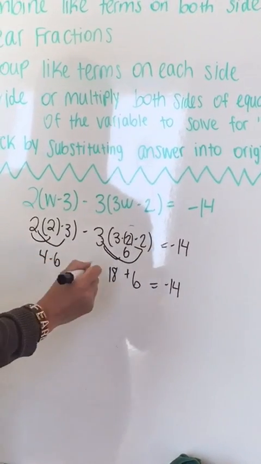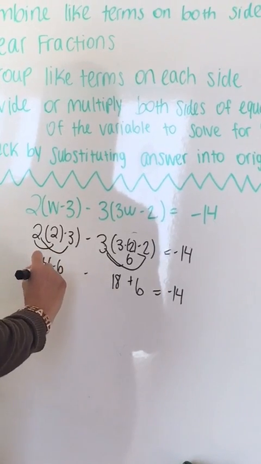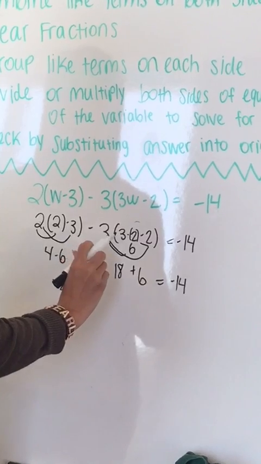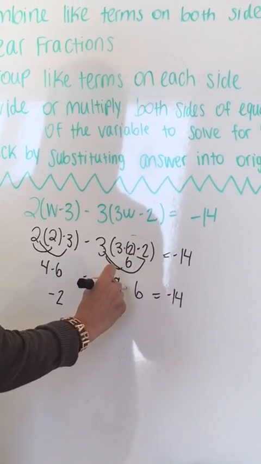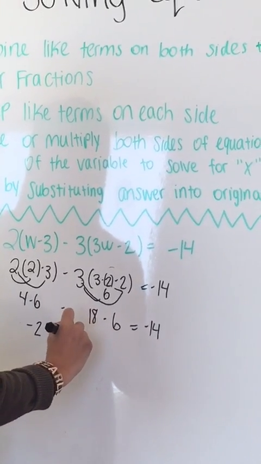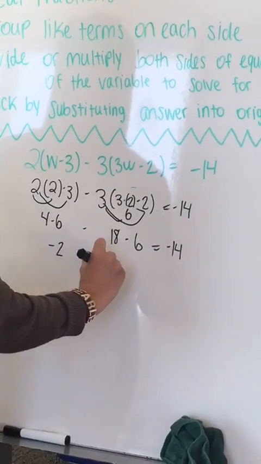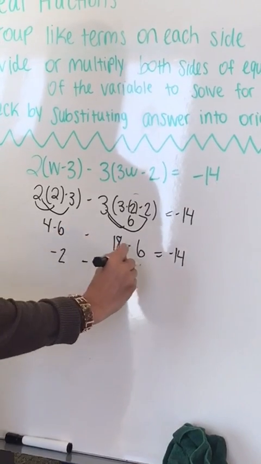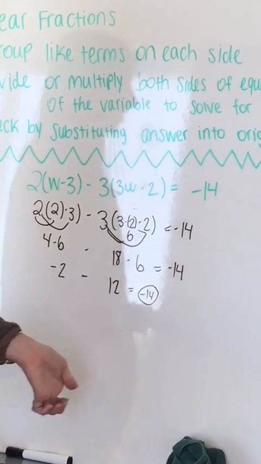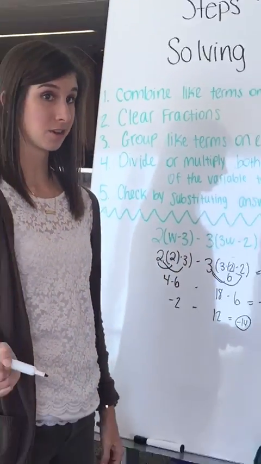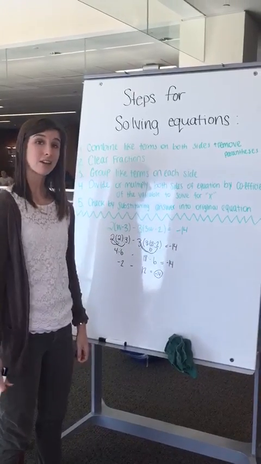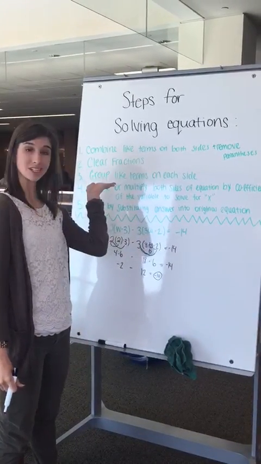Now we can solve. We have 4 minus 6, which is -2. And then we have, oops, that was supposed to be a negative. And we're going to subtract that. 18 minus 6 is going to be 12. And then we know that -2 minus 12 is indeed -14, just like our answer told us. So we know that our answer is correct because we plugged it right back into our problem. And that is how you know how to solve equations.